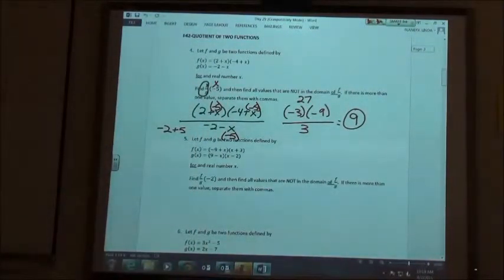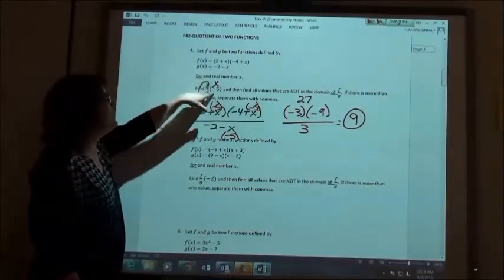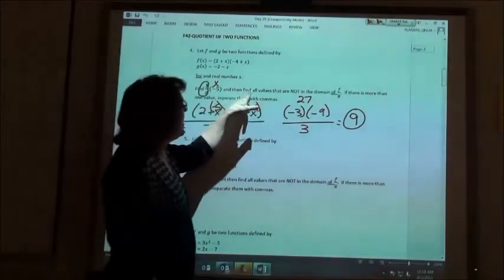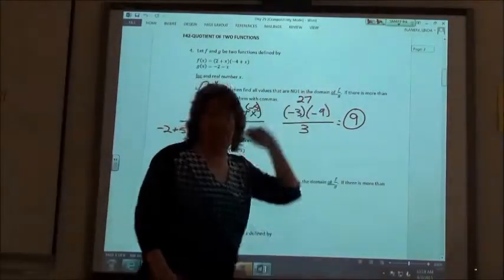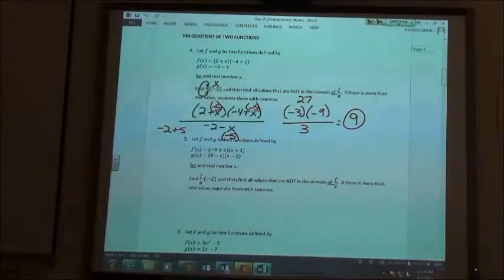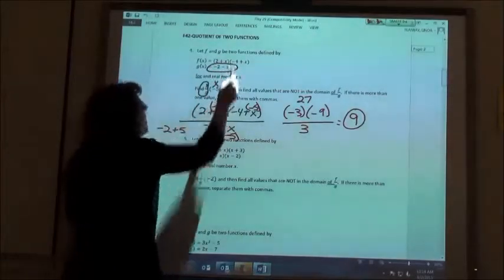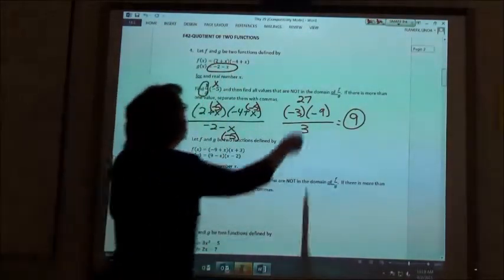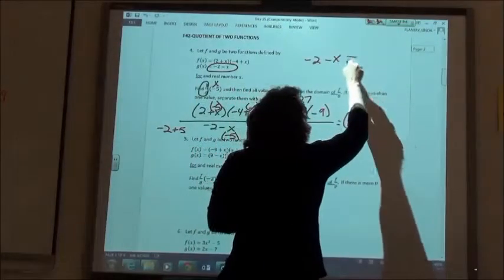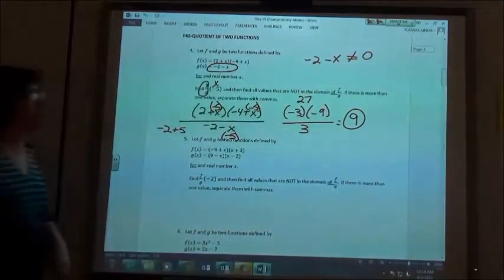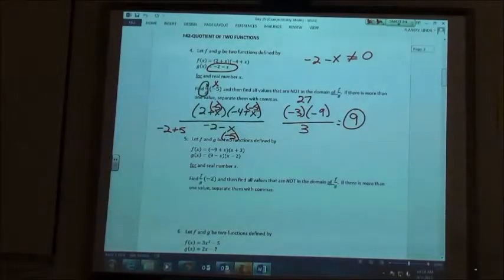9 is my answer to the first part. There is still a second part. It says, first of all, find f over g of negative 5, which we just did. Then, find all the values that are not in the domain. So, I have a fraction. The bottom of my fraction can never be 0 because it gives me a math error. So for the second part, I'm going to look at the expression in the bottom. The g is in the bottom. I'm going to say negative 2 minus x cannot be 0, because I can never have 0 on the bottom.